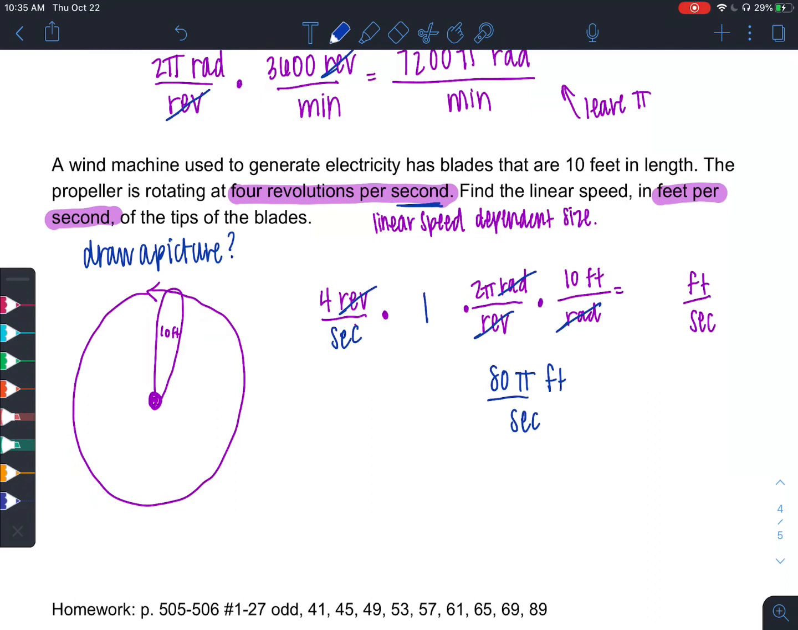Okay, so then if you plug that into a calculator, you get that it's about 251 feet per second. This is one of those situations where converting it makes more sense because of the fact that we have our thing. So this is just a reminder that S is equal to r theta.